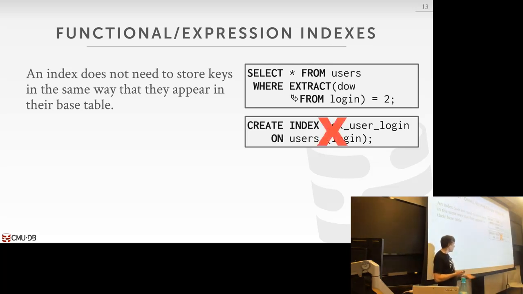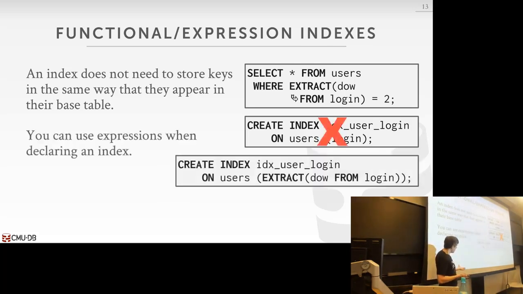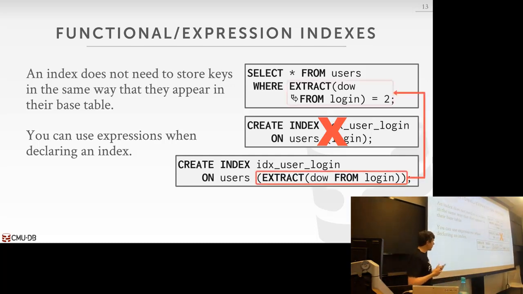So instead, what you can do is create a functional index or expression index, where the attributes you're indexing on can be any arbitrary expression. Anything you can have in a where clause, you can build an index on. Now when I want to do a lookup for this predicate, I know how to satisfy it exactly by just scanning along here, finding all the twos that match what we want.